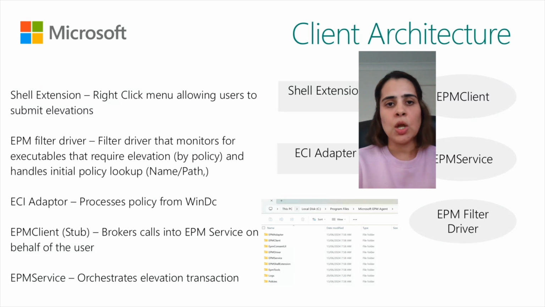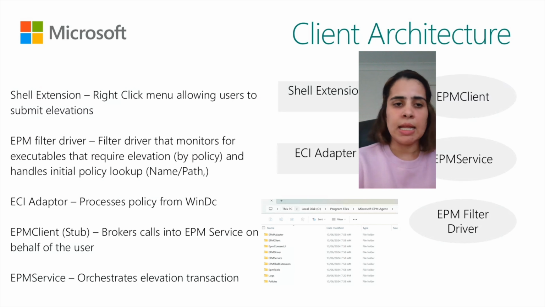So when you have EPM enabled for your devices and these components are installed, and you right click on any of your applications and say run with elevation, it would check for a rule against that application. If there is a rule detected, it will look for what the elevation behavior is and work against that elevation behavior. So that's the shell extension that we do.